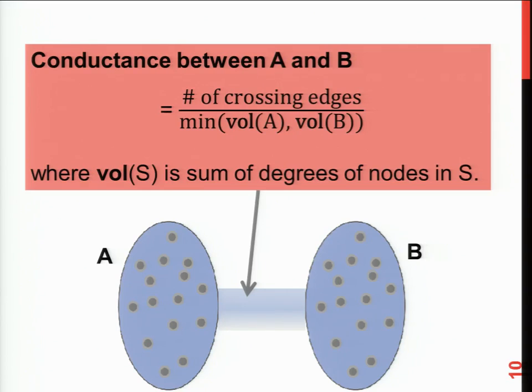This corresponds to roughly dividing into two equal sized pieces. So you divide by the minimum to make sure that you are not in the trivial situation where one side is very small and the other side is very large. Our goal will be to find a cut which makes this conductance as small as possible. So you want to both minimize the number of crossing edges as well as make sure that the smaller side of A and B is large. Okay, so this is conductance.